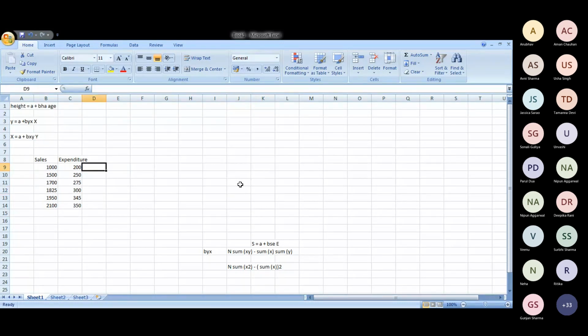So y is your sales. The first thing we want is n. The number of elements is 6, so the n value is 6. Now we want the values of xy. First you calculate the values of xy, which will be b9 into c9. That will be the value of your xy.